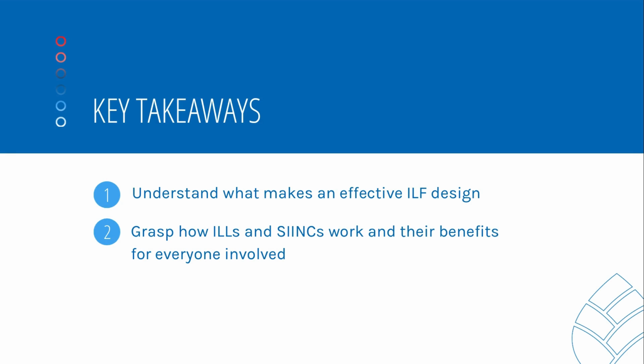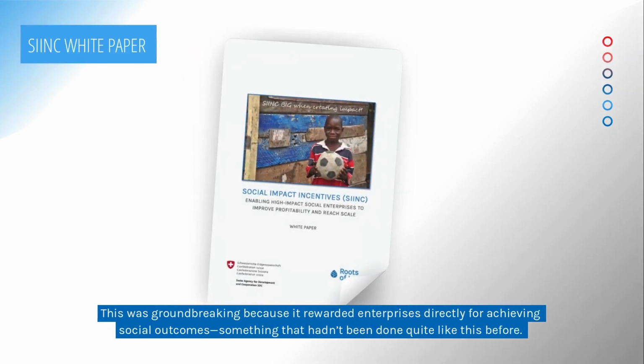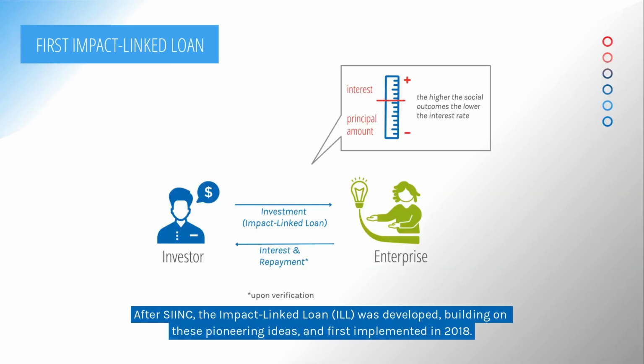Ready? Let's get started. In 2016, Roots of Impact and the Swiss Agency for Development and Cooperation, SDC, introduced the first ILF instrument, Social Impact Incentives SIINC. This was groundbreaking because it rewarded enterprises directly for achieving social outcomes, something that hadn't been done quite like this before. After SIINC, the impact-linked loan ILL was developed, building on these pioneering ideas, and first implemented in 2018.